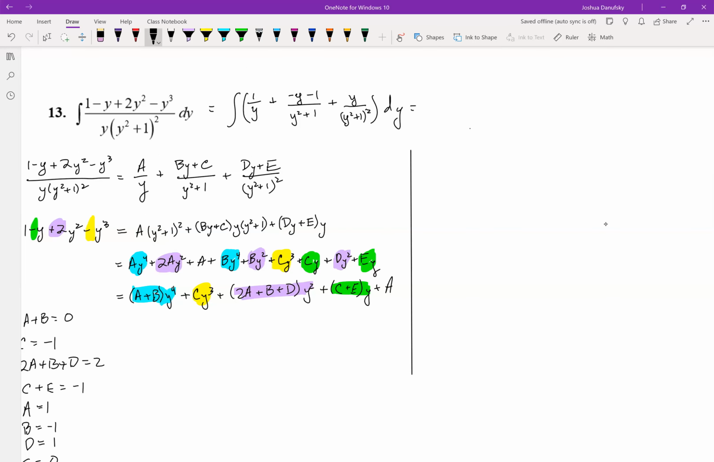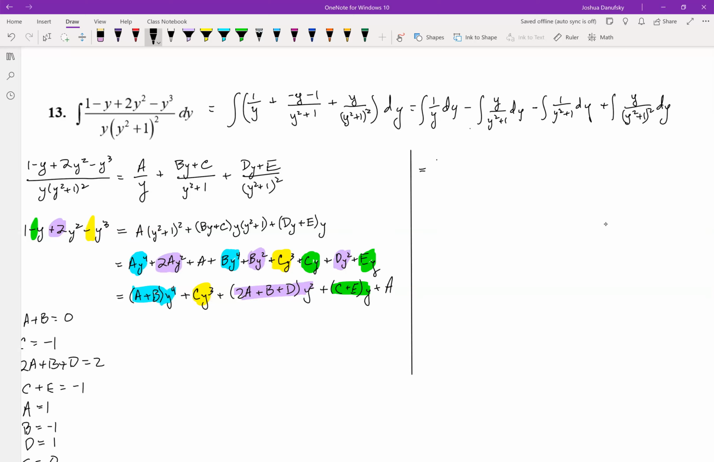Now we can split this into 4 separate integrals. We have the integral of 1 over y dy minus the integral of y over y squared plus 1 dy minus the integral of 1 over y squared plus 1 dy. And then finally, the integral of y over y squared plus 1 quantity squared dy.